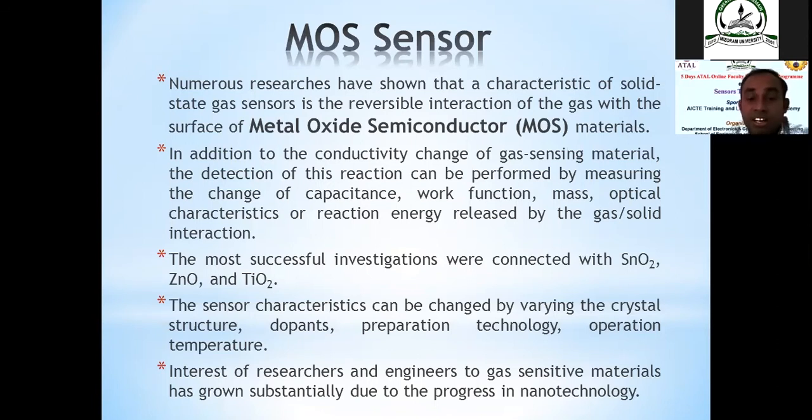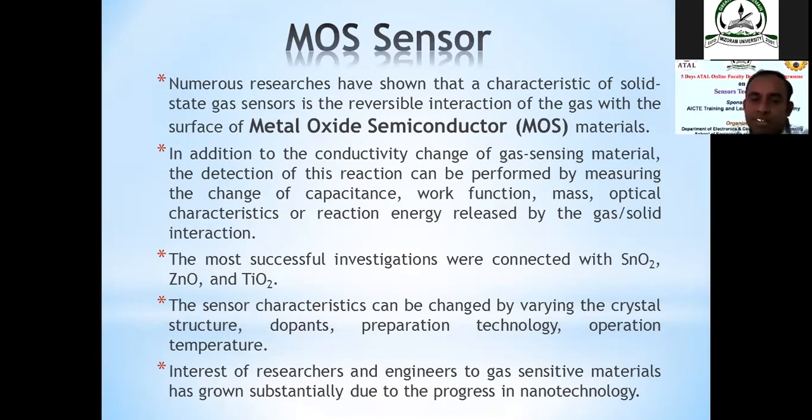So it is a reversible type. If it is reversible, then it can be reused for a long time. In addition to the conductivity change of the gas sensing material, the detection of this reaction can be performed by measuring the changes of capacitance, work function, mass, optical characteristic, or reaction energy related to the gas-solid interaction.